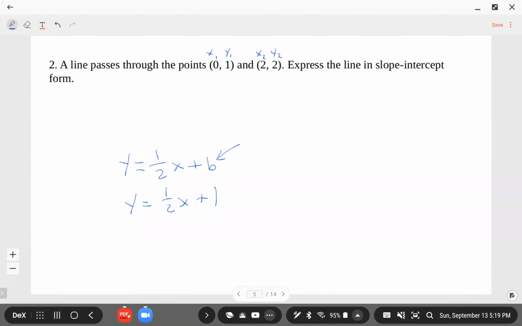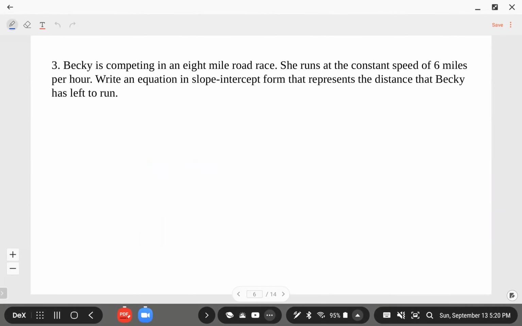Let's move on. This one is a word problem, and you are supposed to write a slope-intercept form equation that expresses this word problem. So Becky is competing in an 8-mile road race. Okay, 8 miles. Pay attention to that.